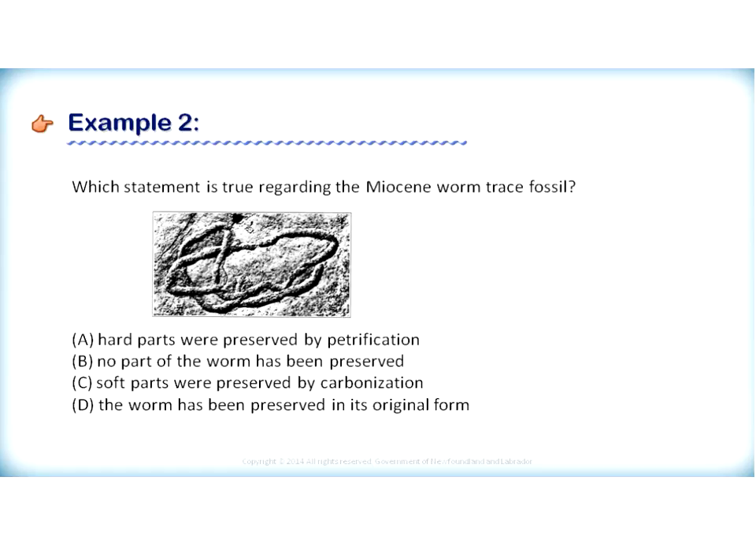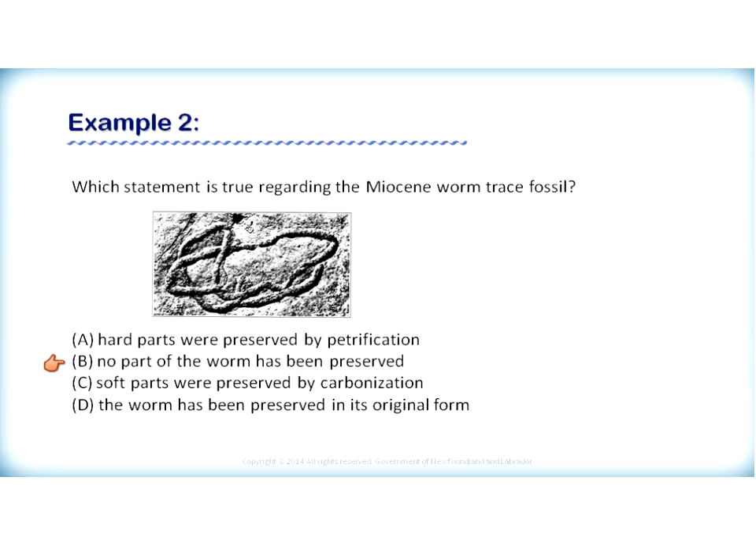Example number 2. Which statement is true regarding the Miocene worm trace fossils that we see in the picture below? In this picture, we see burrows left behind by a worm. Our first choice is, hard parts were preserved by petrifaction. This choice would not apply because worms lack hard body parts, plus the fossil that we see in the diagram is burrows left behind by the worm as it burrowed through sediment.